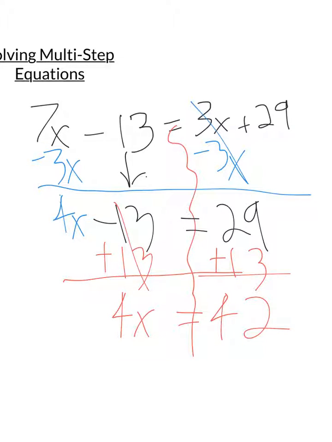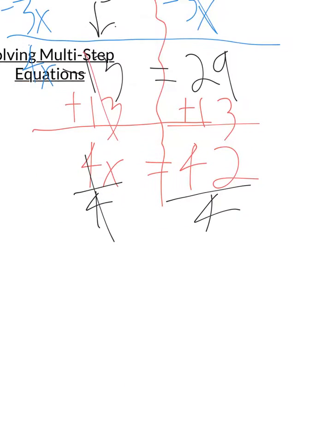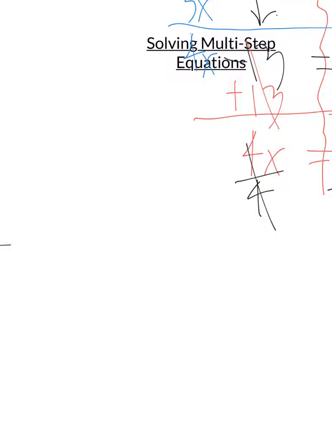Remember, a number written next to a letter is multiplying. So that's saying 4 times x. So the opposite of 4 times x would be to divide by 4. Okay, and you're going to leave the x behind. Don't divide each side by 4x. If you divide it by 4x, that will be like this.